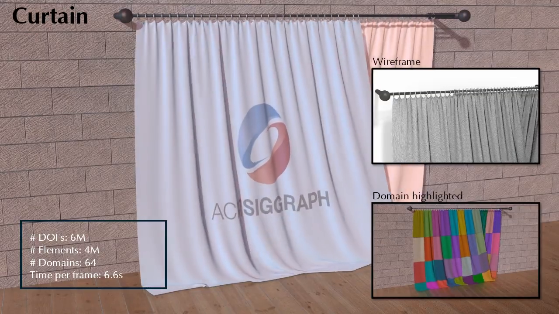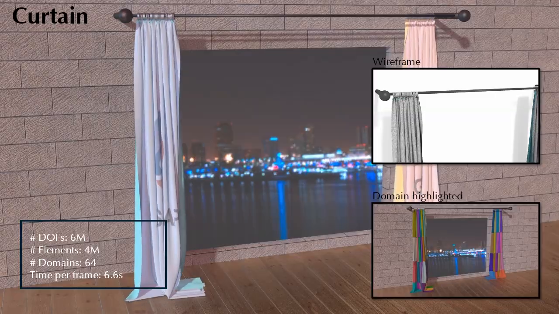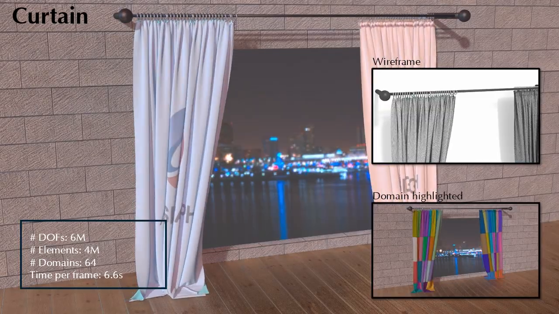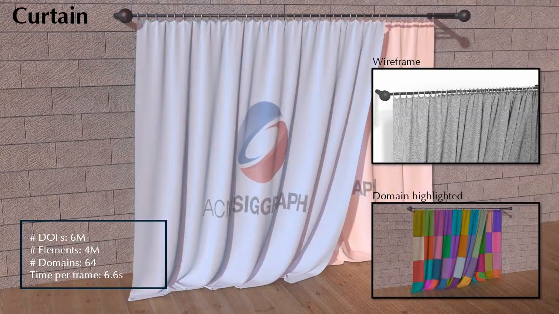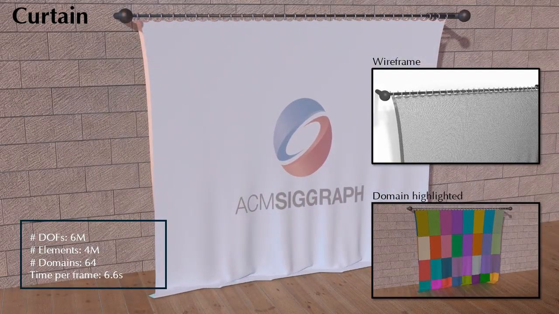Here we show a high-resolution simulation involving 6 million degrees of freedom. Each curtain has 32 domains as shown. They are pulled away from the middle to reveal the view of a city night. The simulation runs at 6.6 seconds per frame on average.